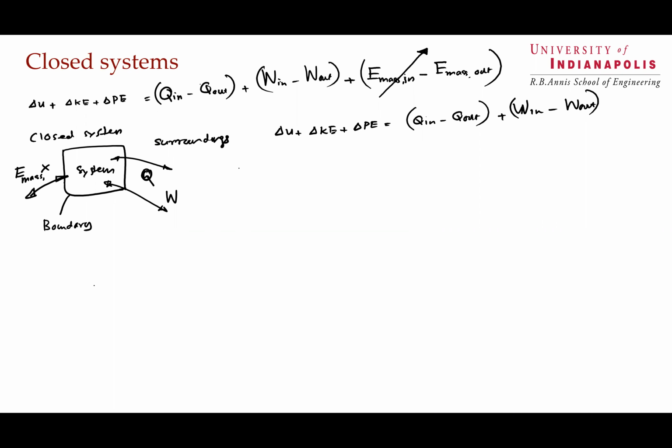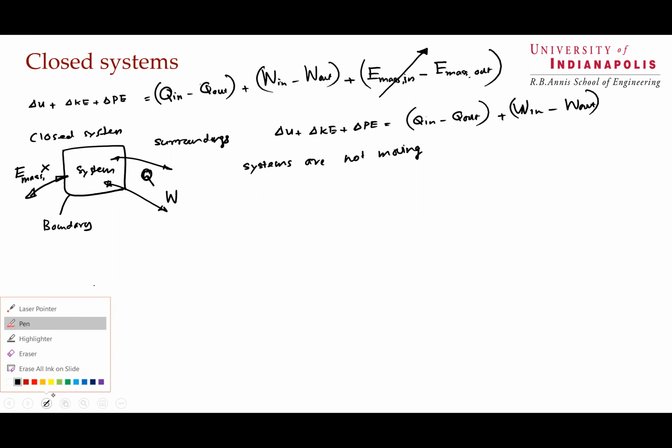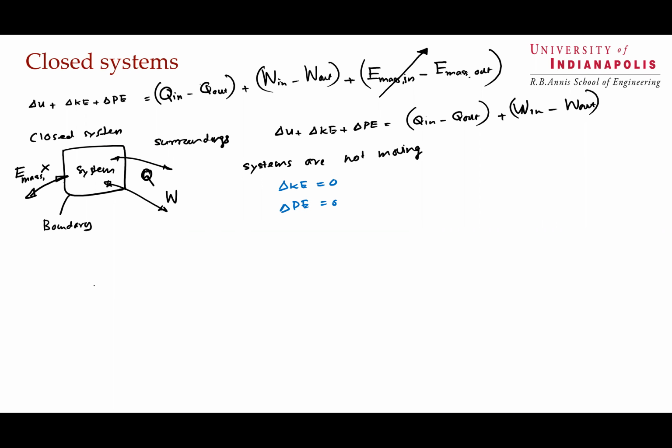And also most of the systems are not moving. When the system is not moving, we can say that delta KE equals 0, delta PE equals 0. This is most of the time the case. So then we can reduce the equation to delta U equals Q in minus Q out plus W in minus W out.